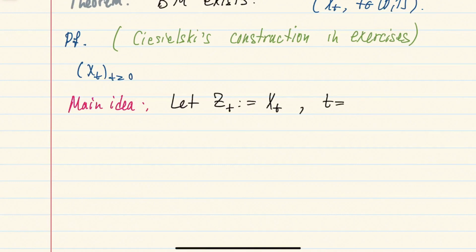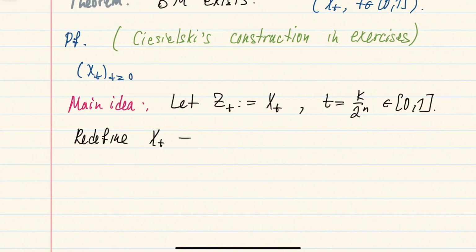So for t of the form k over 2 to the n in [0, 1]. And then we'll redefine x to this new process Zt for other t, by approximation at dyadic times below your t. So by the following approximation procedure.